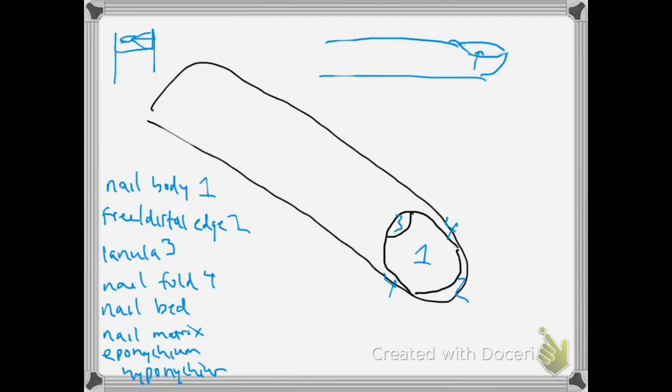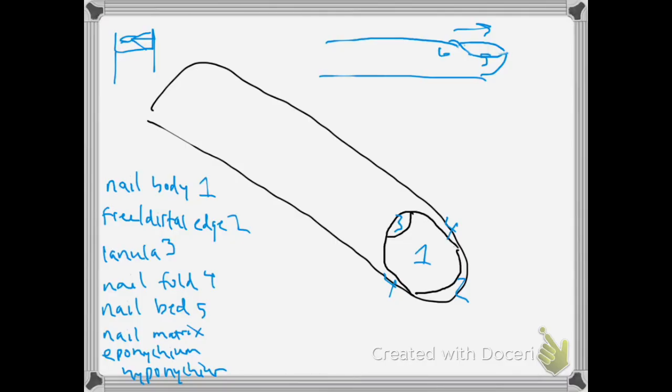Let me erase some of this. So the nail is going to grow outward in that direction. So the nail matrix is where these cells are that are going to produce the actual nail. They're going to grow out in that direction. So that'd be, let's see. The nail bed would be 5, so that's underneath the nail body. This would be the nail matrix.